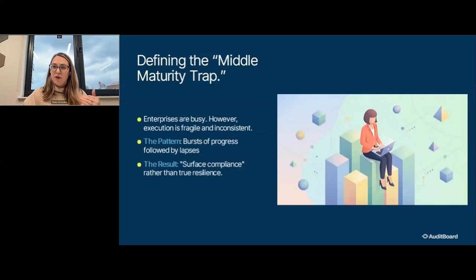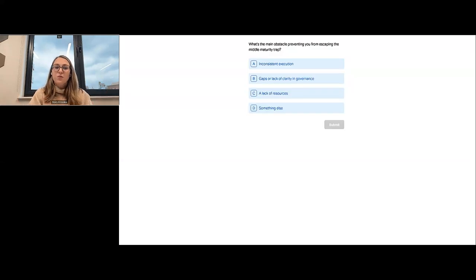And we're gonna talk through how we see people start to get out of that. But on the first one, we're gonna kick it off with our first polling question. So what's one of the main obstacles preventing you from escaping that middle maturity gap? So think internally, think about at your organization, what is it that maybe is preventing you from becoming one of those leading organizations? Is it that there's inconsistent execution?